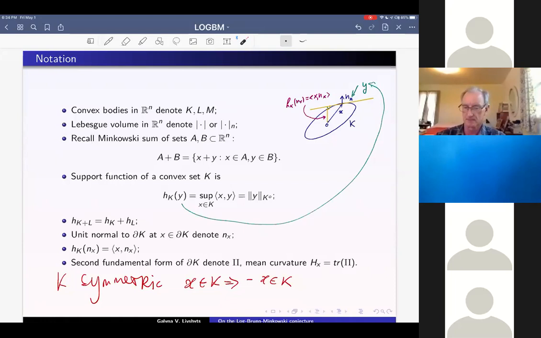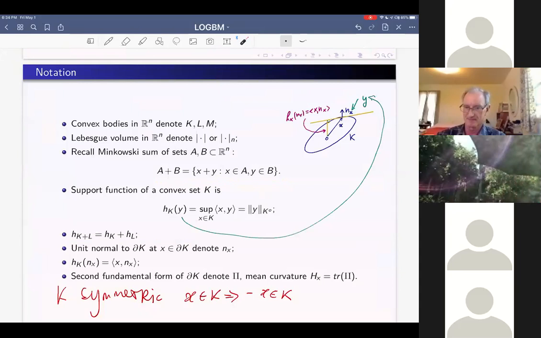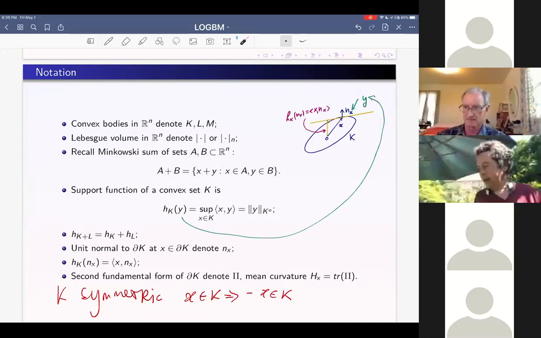Excuse me, I have one question. So yes, given K, obviously we know h_K. If we know h, how much do we know K? Is K determined by it? Determined by the support function. Yes, absolutely. The support function uniquely determines the convex body. It's one-homogeneous. Yes, it's a one-to-one correspondence.